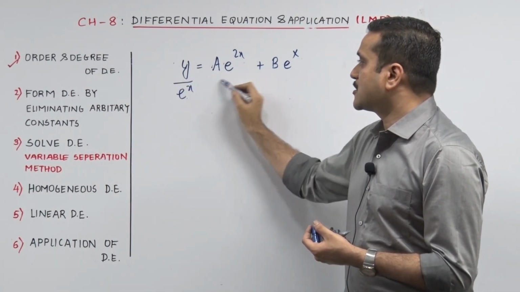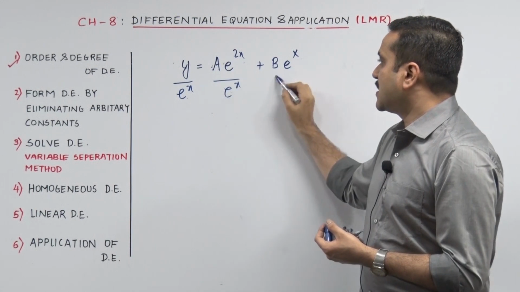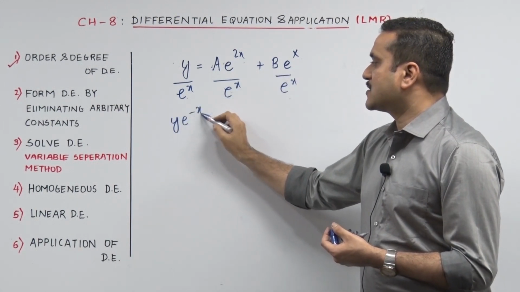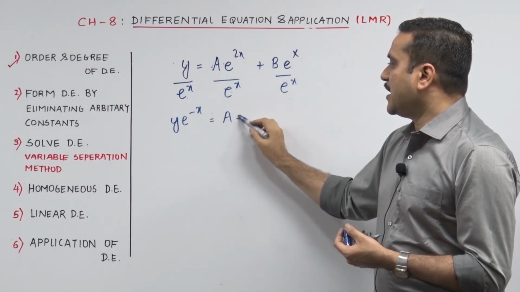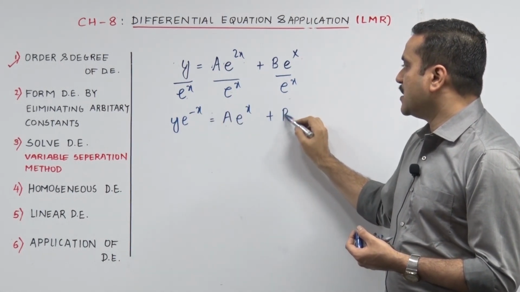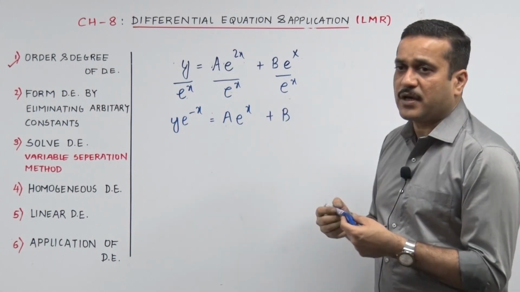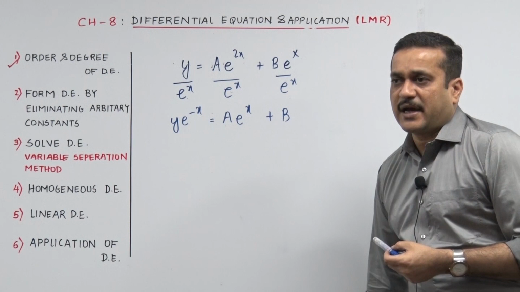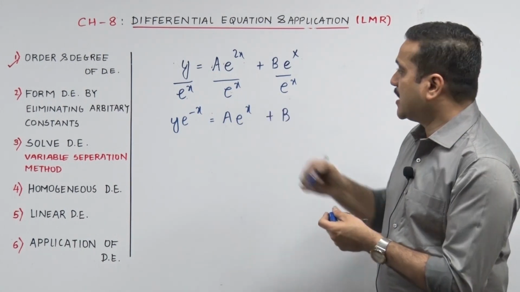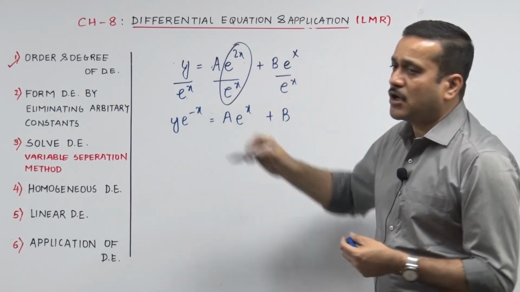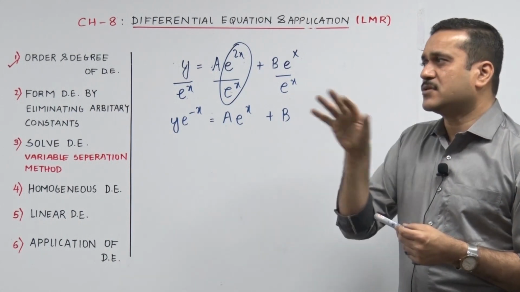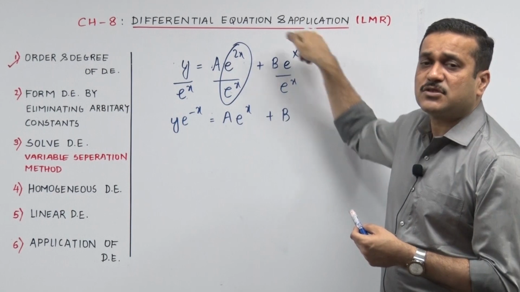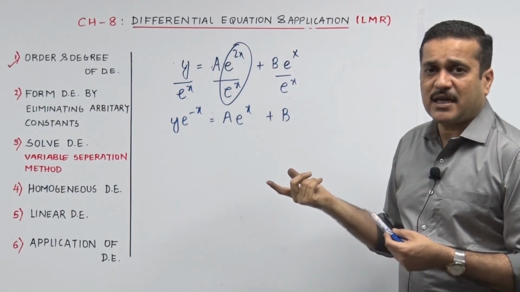So e raised to x, e raised to x, and e raised to x. Finally I can see it's y e raised to minus x is equal to a e raised to x plus b. Sir, a bit of a goof up here. So we agree, if it goes up you make it e raised to minus x, but this part I didn't understand. That was pretty simple. That's your law of indices taught in 6th or 7th grade: a raised to m divided by a raised to n is a raised to m minus n. So you can see a raised to x.